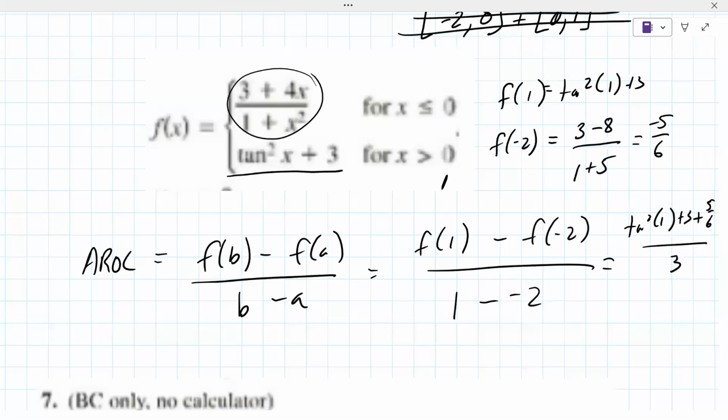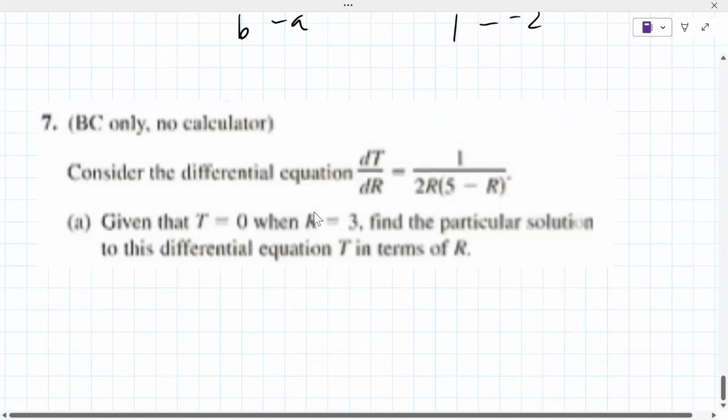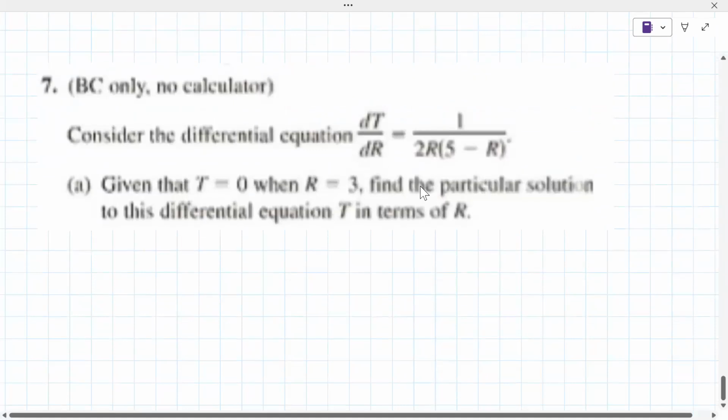All right, now we can go to 7. I guess I've got to pay attention. So no calculator. Find the particular solution of this differential equation, T in terms of R. Okay, so this is a partial fractions problem. Have you been studying those? Yeah. Okay, so you have to be able to break this thing apart.